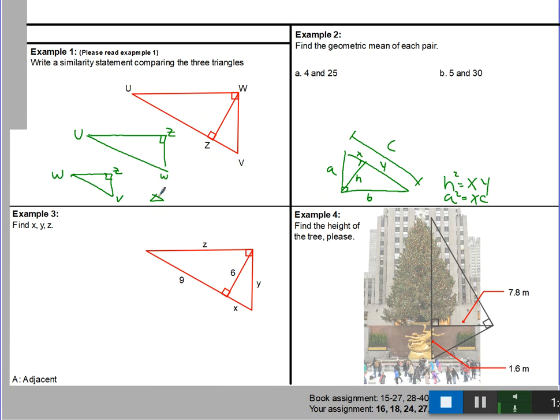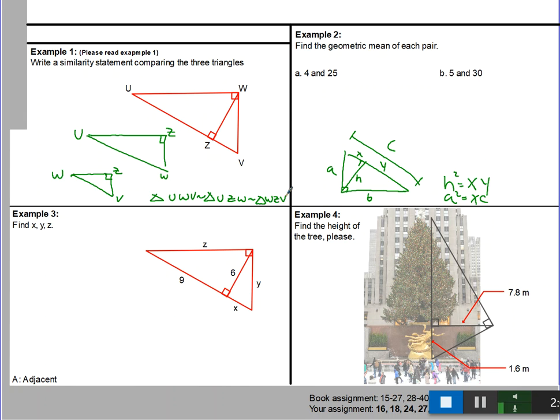So we know that triangle UWV is similar to triangle UZW, which is similar to triangle WZV. And that's just the easiest way to do it.